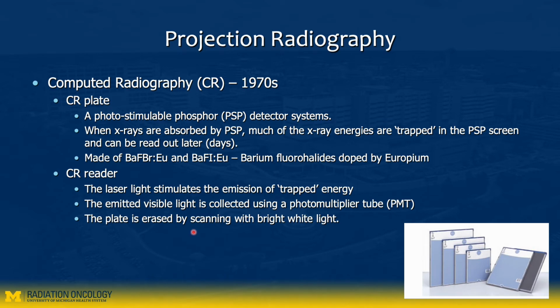So that was about the films. We talked about radiographic film and radiochromic film. Let's talk about another class of radiography tools. It's called computed radiography, CR. Here we have a picture of the CR plate.